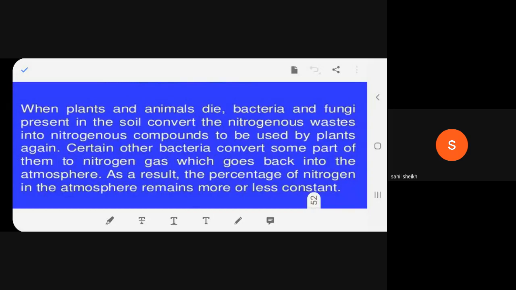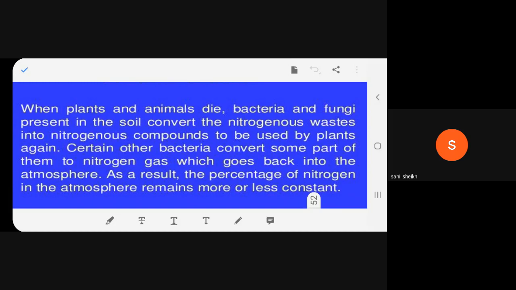Read better. As a result, the percentage of nitrogen in the atmosphere remains more or less constant. Got it now? So the cycle is completed. The bacteria took the atmospheric nitrogen, fixed it, made it in the usable form, and the plants absorb it to make proteins.